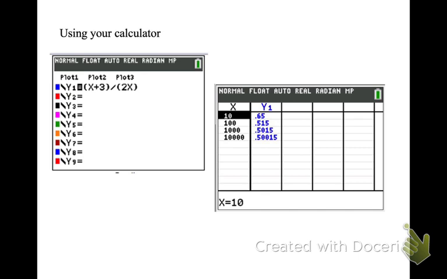And then we would go to table set, change it to ask, and put in 10, 100, 1,000, 10,000. And our decimals would be 0.5, 0.51, 0.5015, 0.50015. What do you think 100,000 would be? There's another 0. It would be 0.500015. So it'd be 4 zeros in the middle? Yep. Okay. Thanks.